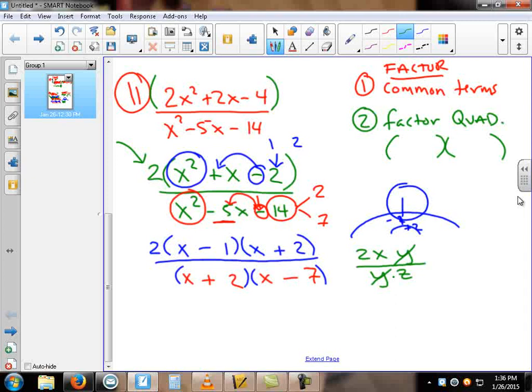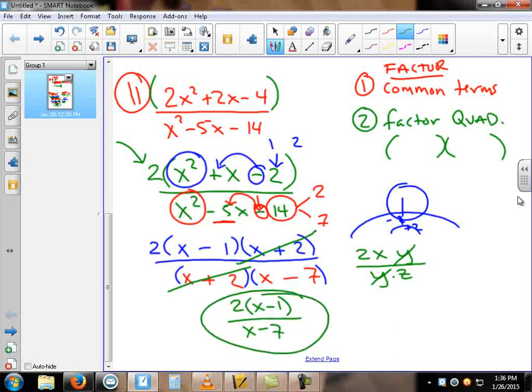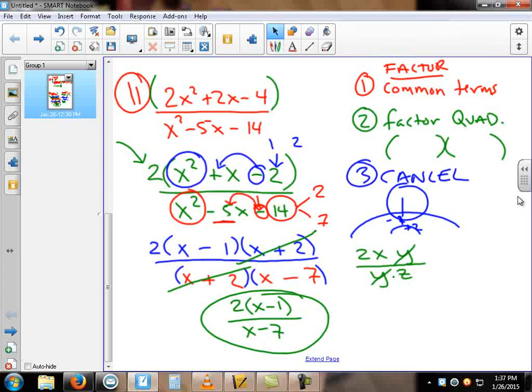Down here, there's an x plus 2 and an x plus 2 on top and bottom, so they will cancel, and I'm left with everything else. 2 times x minus 1 over x minus 7. Typically, I get a lot of questions, should I distribute the 2 back into the parentheses? The answer is no. We like to have it factored out, pull it apart, don't put it back together. And so I guess step 3 would be to cancel. So you cancel whatever you can. We're going to use those 3 steps for the entire assignment.